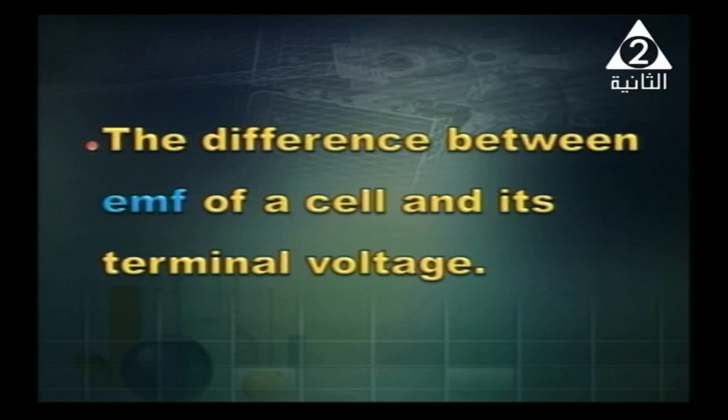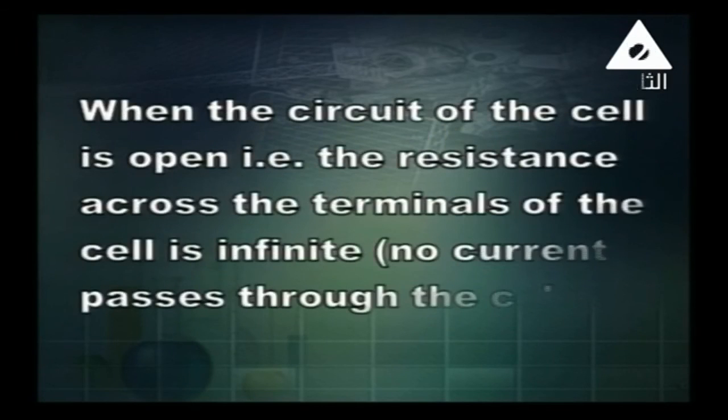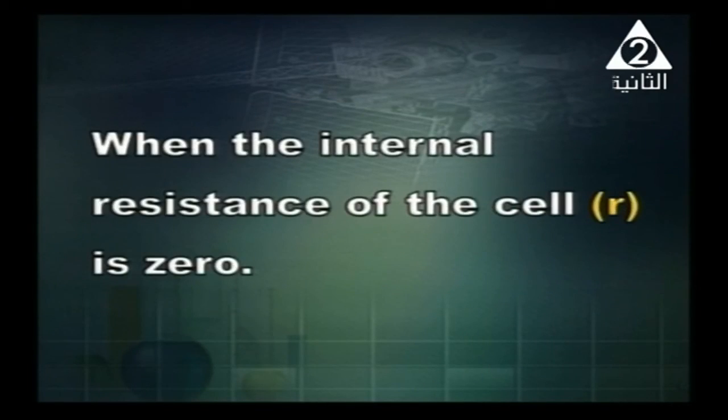When does the difference between EMF of a cell and its terminal voltage equal 0? So it asks when actually EMF of a cell is equal to its terminal voltage. As a matter of fact, it happens in two cases. When the circuit of the cell is open, that is to say, resistance across the terminals of the cell is infinite, no current passes through the cell, then EMF equals terminal voltage. Also, it happens when the internal resistance of the cell is 0.